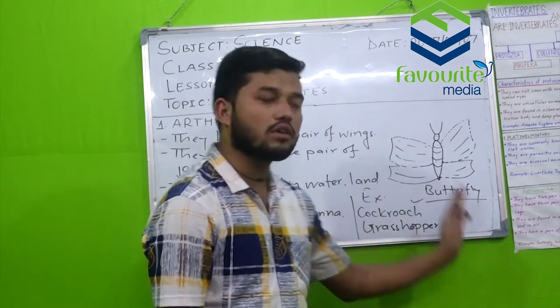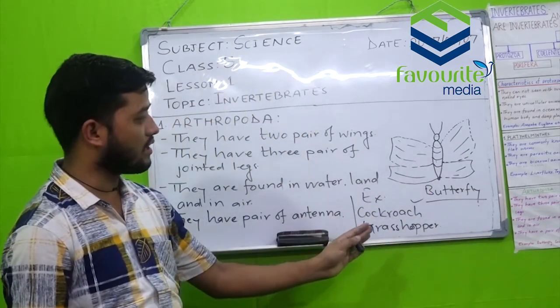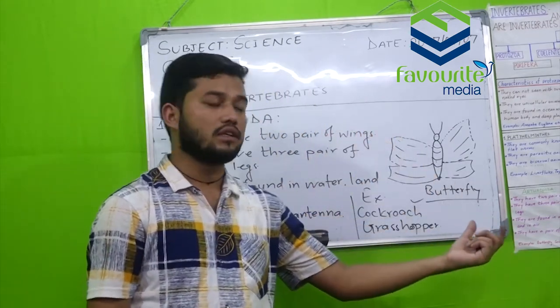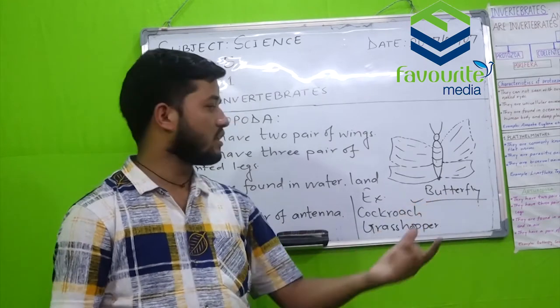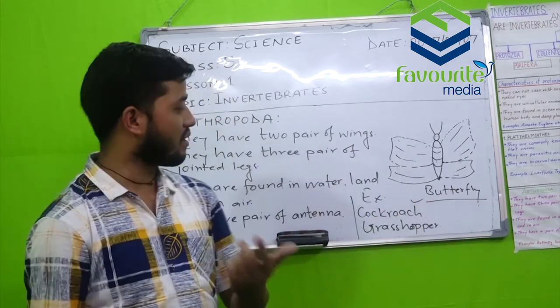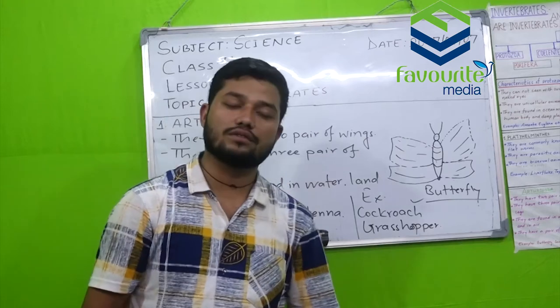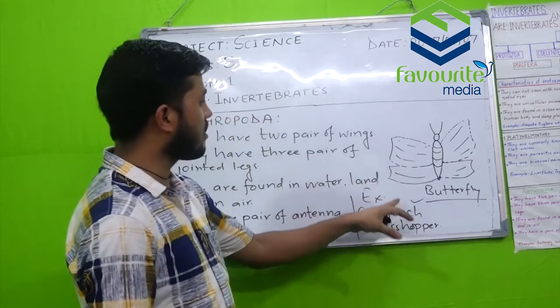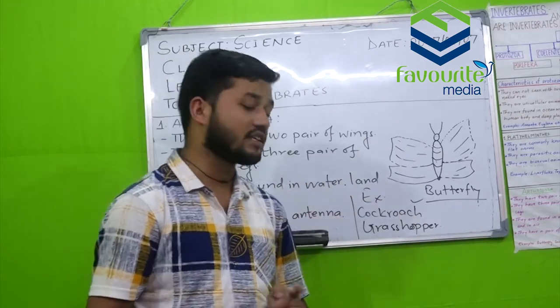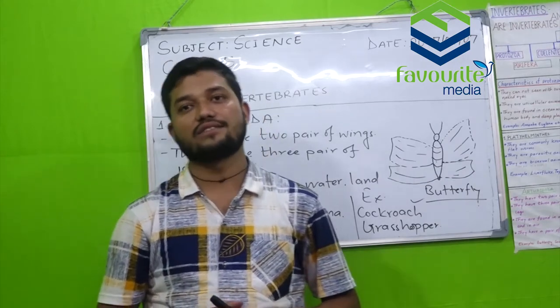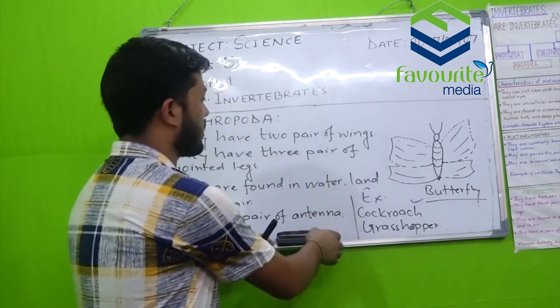So try to copy these characteristics with examples, and you have to make a drawing of your choice. If you want to draw the picture of a butterfly you can make it, or if you want to draw the picture of a grasshopper you can make it. This is all about the group Arthropoda, right? Okay, have you copied, guys? Very good. Okay, next one then.